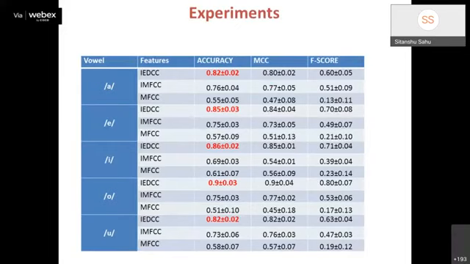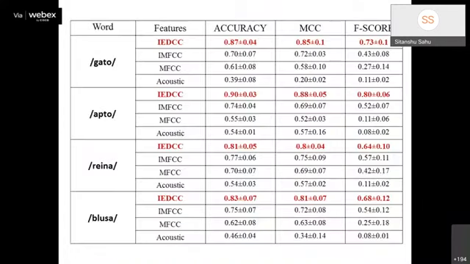Look at the experiments, the results. The IEDCC feature gives me 82% accuracy in the same speech tags of vowel A, which is better than IMFCC and again better than the normal MFCC features. A similar pattern is observed in all the vowels E, I, O, and U, right? Similarly, we observed around 5 to 25% improvement in accuracy in the instantaneous energy deviation cepstral coefficient feature.